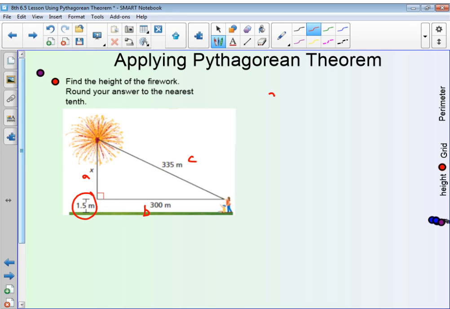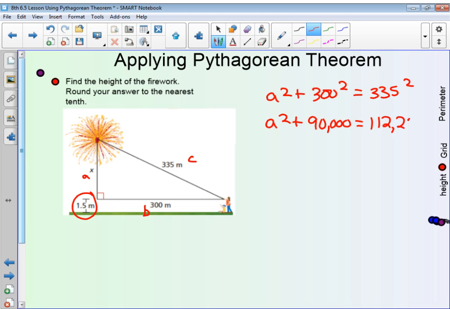So a squared plus b squared, which is 300 squared, equals c squared, which was 335. Okay, so when I go through to do this, 300 squared is going to give me 90,000. So I have a squared plus 90,000 equals 335 squared, which is 112,225. Big numbers.